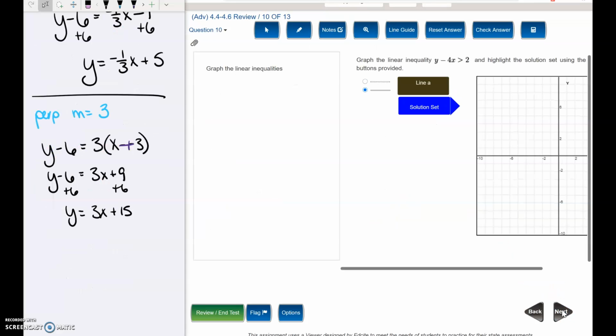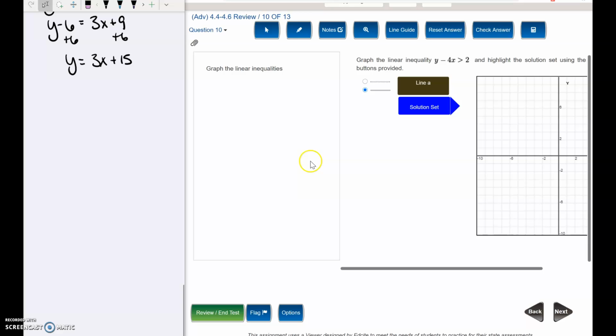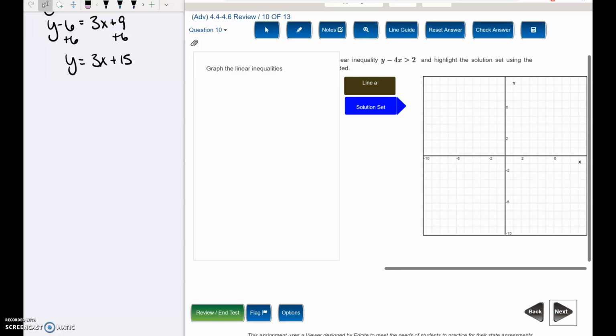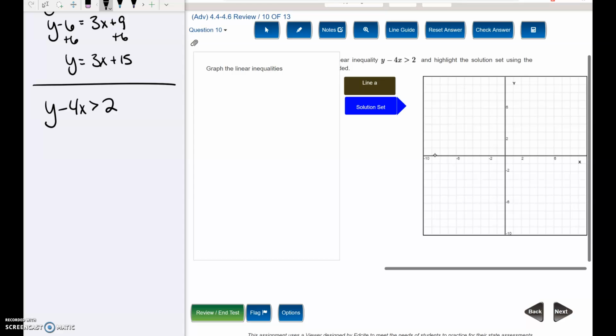Okay. Next up, we are graphing linear inequalities. This is kind of hard to see, isn't it? Okay, so we're graphing the inequality y minus 4x is greater than 2. We need to add 4x on both sides, which does not change anything, so we have y greater than 4x plus 2.